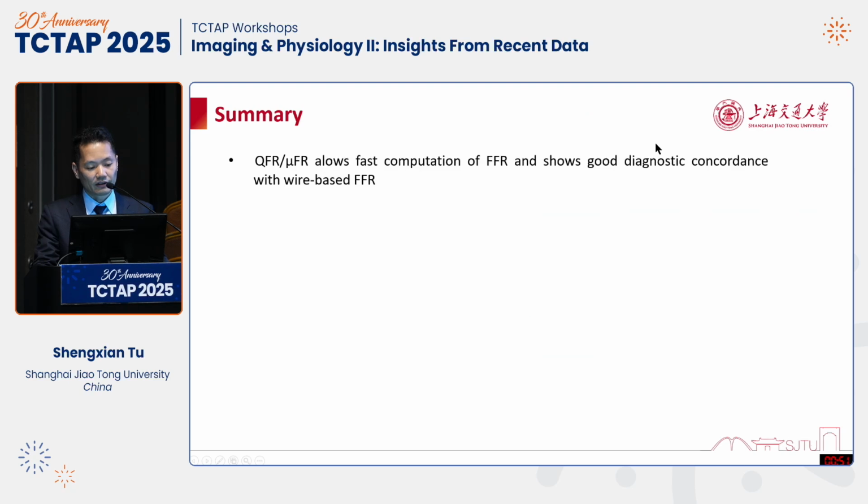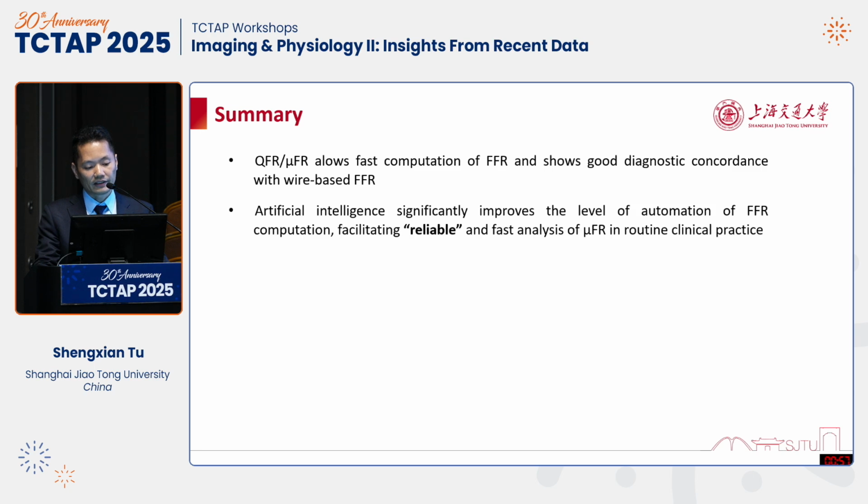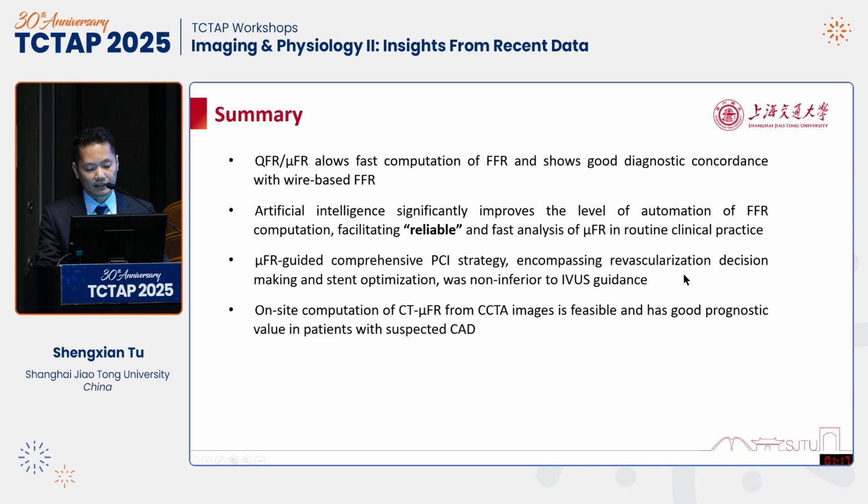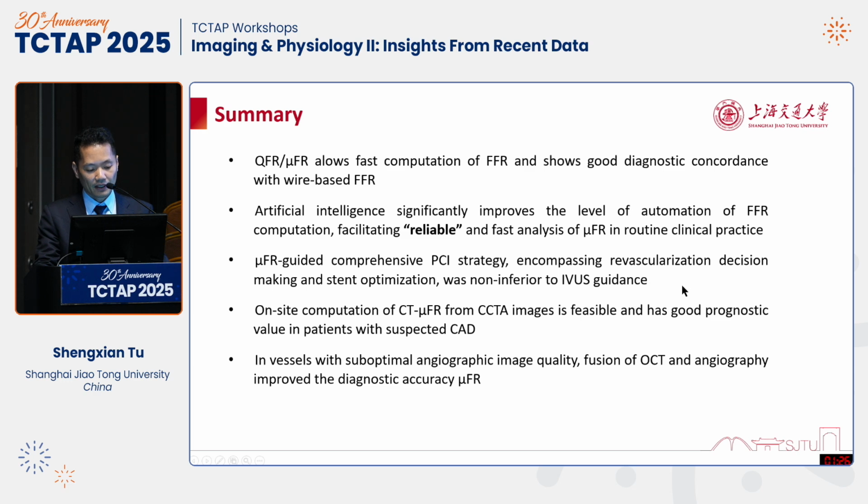So ladies and gentlemen, QFR or mu-FFR allows fast computation of FFR with good diagnostic concordance with wire-based FFR. Artificial intelligence significantly improved the level of automation of FFR computation, facilitating reliable and fast analysis of mu-FFR in routine clinical practice. A mu-FFR guided comprehensive PCI strategy encompassing revascularization decision-making and stent optimization was non-inferior to IVUS guidance. On-site computation of CT mu-FFR from CCTA images is feasible and has good prognostic value in patients with suspected CAD. In vessels with suboptimal angiographic image quality, fusion of OCT and angiography improves the diagnostic accuracy of mu-FFR.